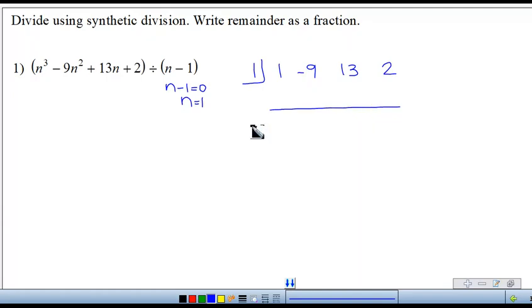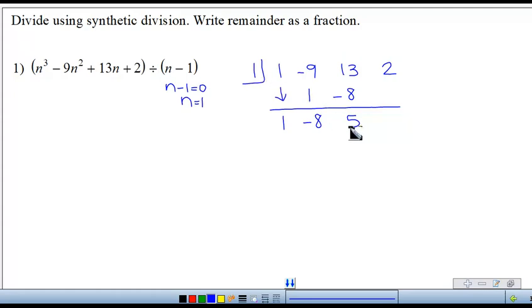To start the process for synthetic division, we're going to drop the first term below the line. Now we're going to multiply the number in the box times the term below the line, and we will write the answer here in the second location. We'll add these two terms together, which gives me -8. We'll do the multiplication again. Number in the box times the term below the line, and we'll write the answer here in the third location. Add these two terms together, and I get 5.